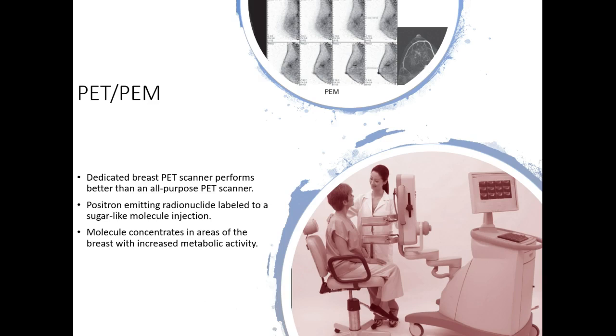As you know, positron emission tomography requires the injection of a radionuclide labeled with a sugar-like molecule. That is why the patients for this do not want to be on a high sugar diet before they come in, so that the uptake is appropriate. And then the molecule concentrates in the areas of the breast with the increased metabolic activity, and that is what we see when we do the scan.